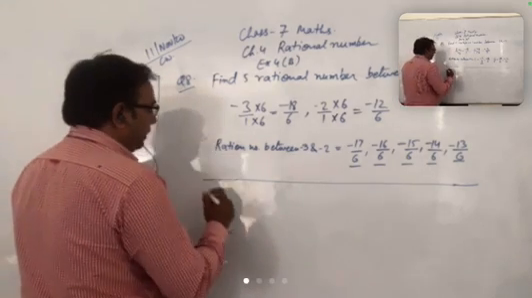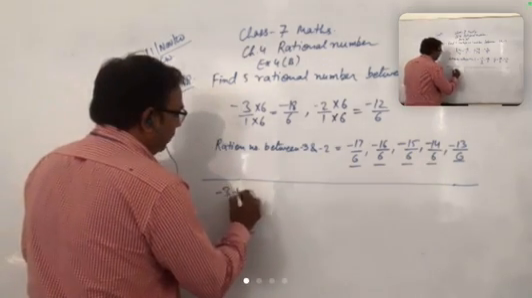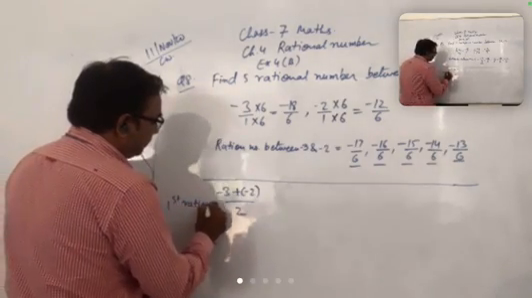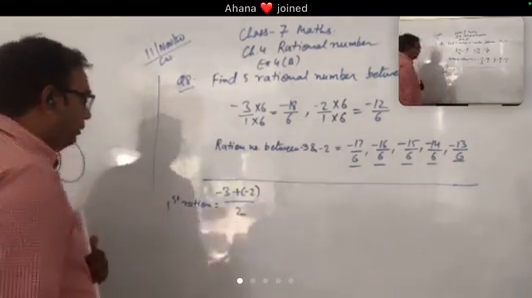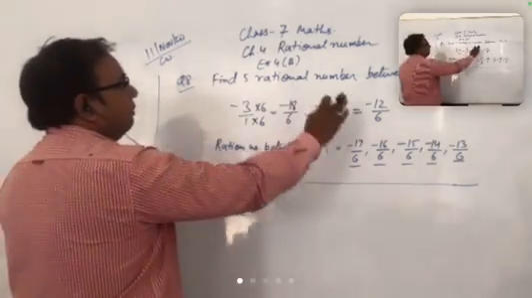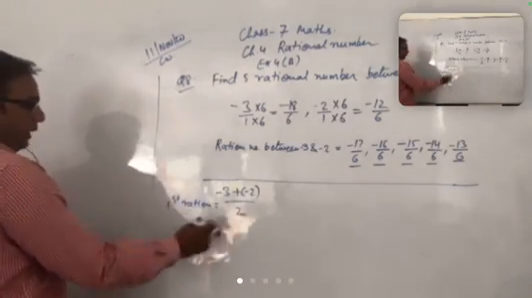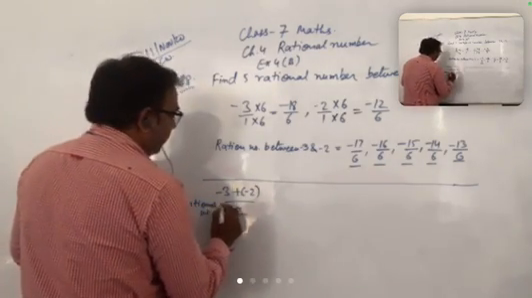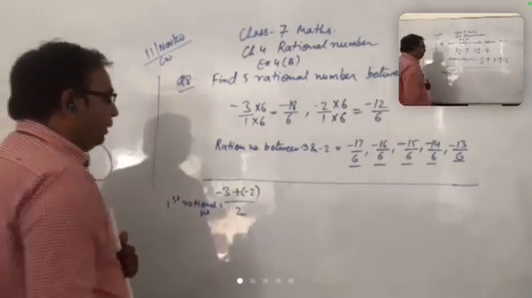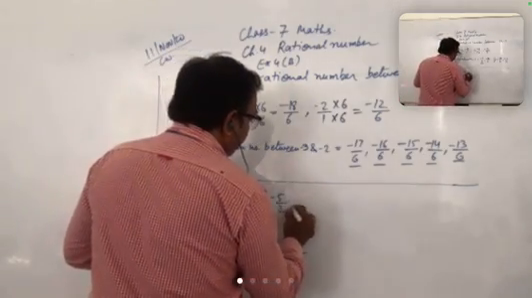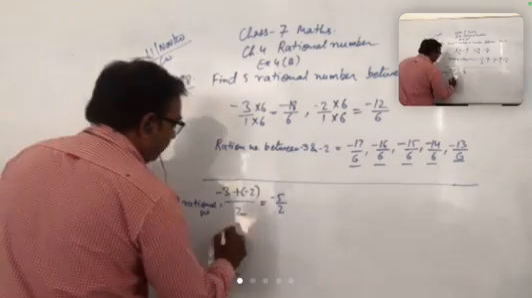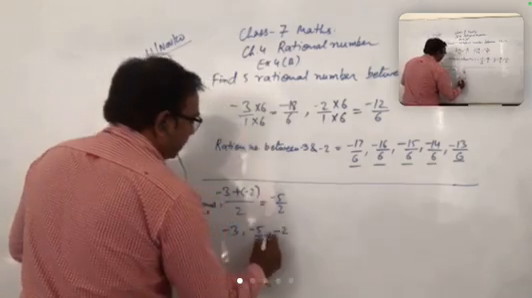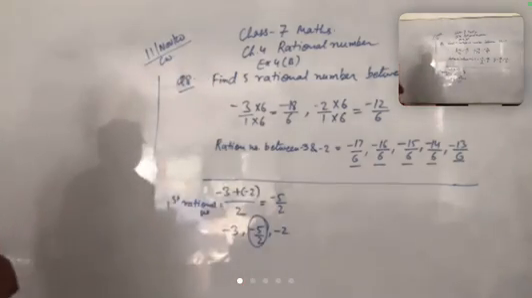So for that, according to the answers, we can do it like this, upon 2. This is the first rational number. We just add the numbers and divide by 2. We have to find 5 rational numbers between these. The first rational number is equal to -3 plus -2 upon 2, which is equal to -5 upon 2. Now -3, -5 upon 2, -2. This number exactly comes in between -3 and -2.